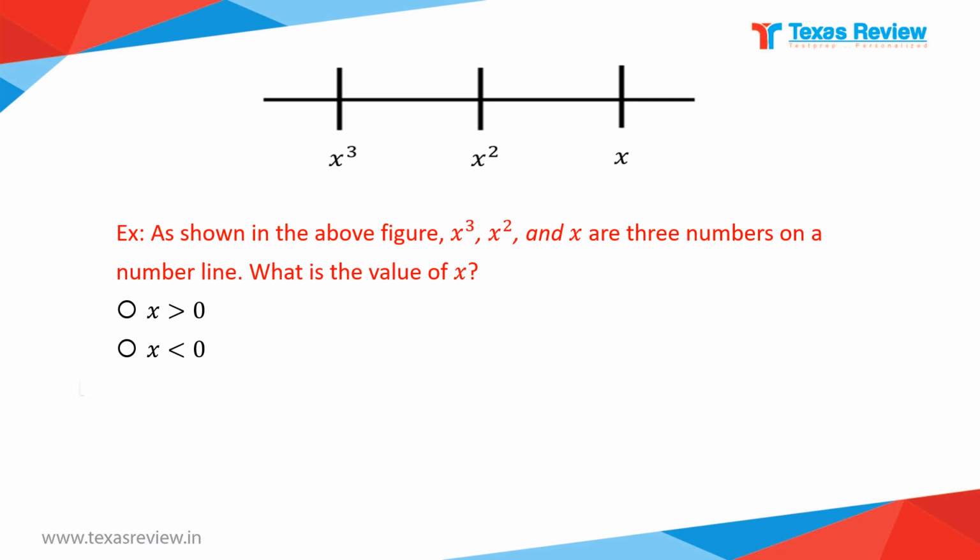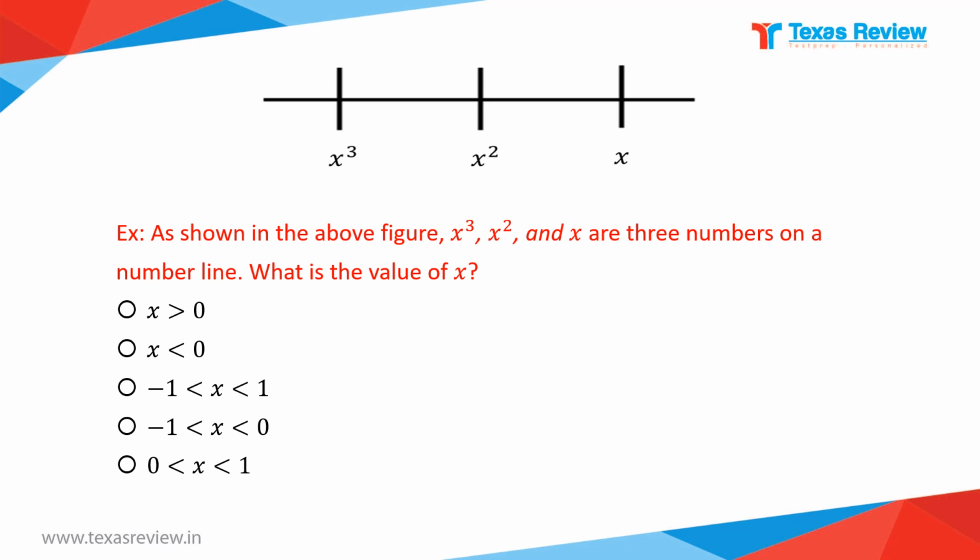Now, as shown in the above figure, x cube, x square, and x are three numbers on a number line. What is the value of x? Now there are three numbers given. Unlike the previous problem, here the information is not given that the lines are equally spaced. So if the problem doesn't mention that the lines are equally spaced, we are not supposed to assume that the lines are equally spaced, though apparently they are equally spaced.